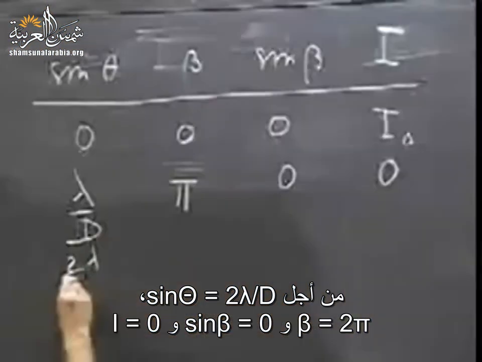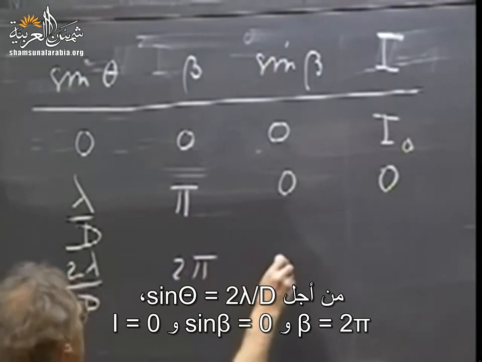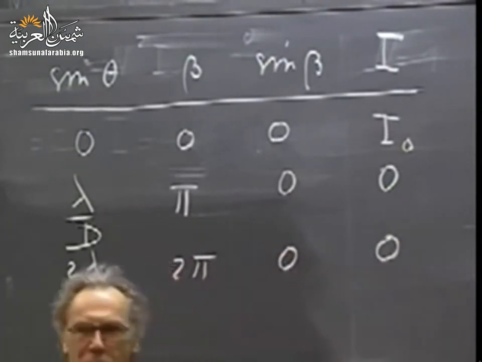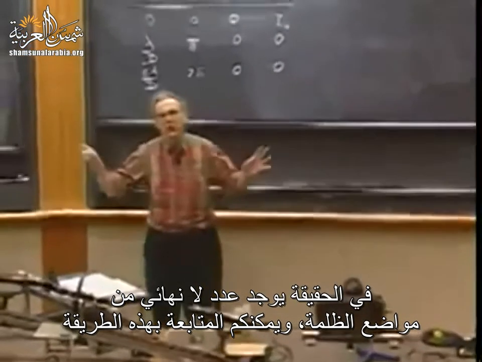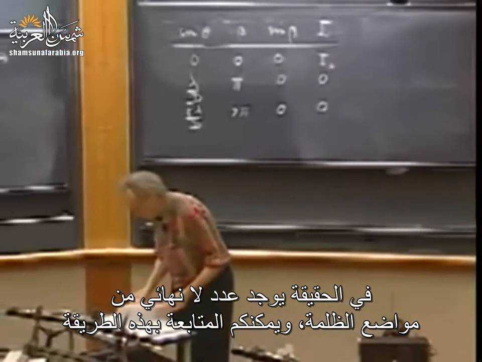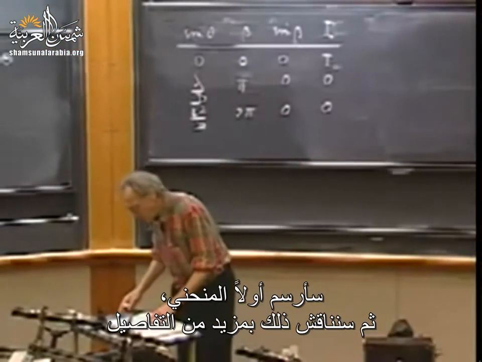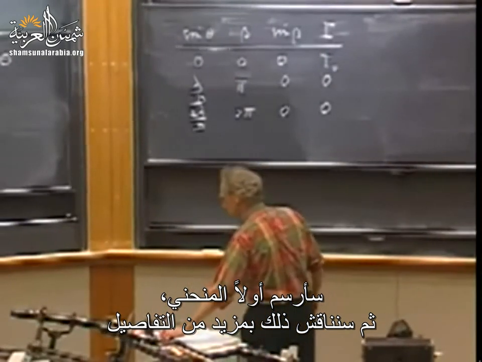And now I have 2 lambda divided by d. So that gives me a beta now of 2 pi. That gives me again a 0 here, and there's another 0. So there are more locations in space where there is complete darkness, not just one. In fact, there's an infinite number of them. You can go on like this. I will first plot the curve, and then we will discuss it in a little bit more detail.